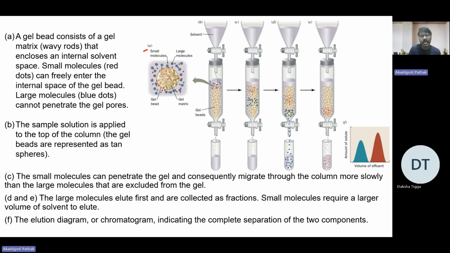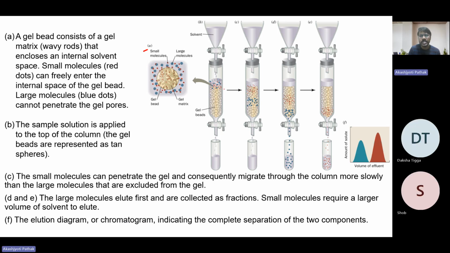So when you are passing this sample through this stationary phase, what will happen? The ones which have a small size will move inside the pores, and the ones which have a larger size cannot enter the pore. They will be excluded from the pore, and so they will be eluted earlier. Now this is your column, and this is your gel bead, and this gel bead has a gel matrix.